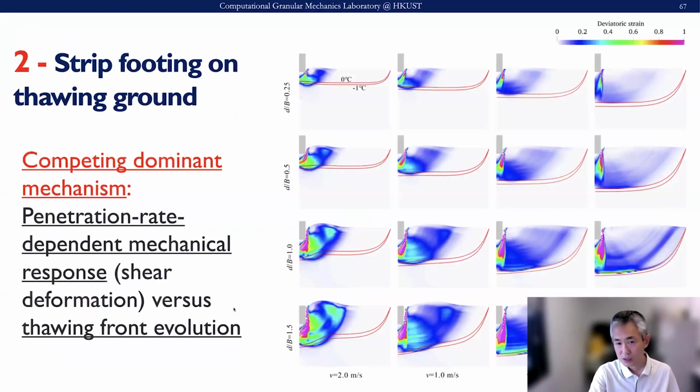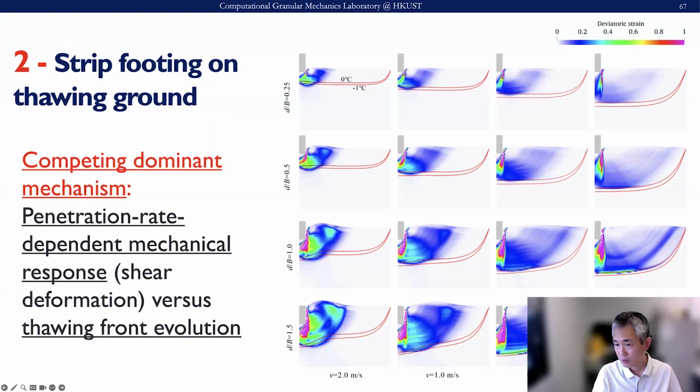Also remember that this footing is a dynamic footing. We can apply different loading rates, from a very slow loading rate to a high rate, from 0.25 meters per second to 2 meters per second. And their processes can be different. It really reflects a competing mechanism of who is dominant. Is it the mechanical load of the footing or is it the thermal melting process?